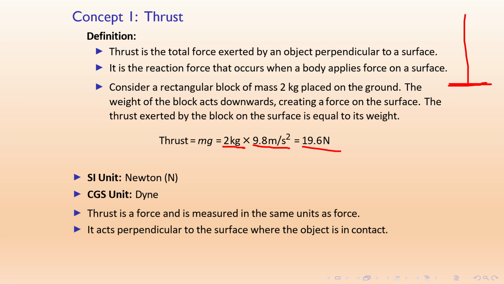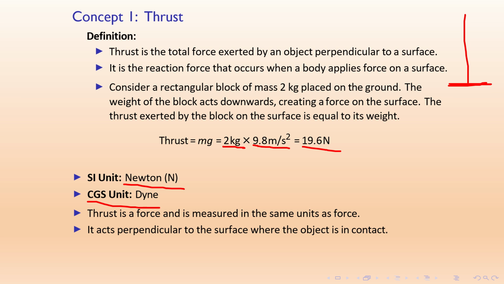Now the unit of thrust is called the newton. We can also say it is kg meter per second square, which is nothing but called newtons. So the SI unit of thrust is newtons. In the same way, the CGS unit is dyne. So here we have both units, one is the SI unit and the other is the CGS unit.